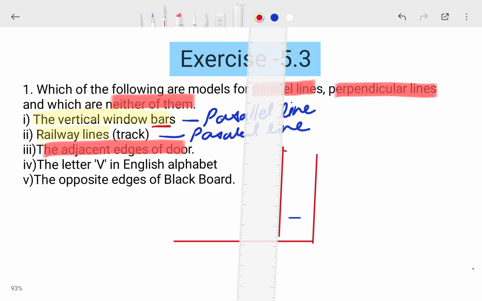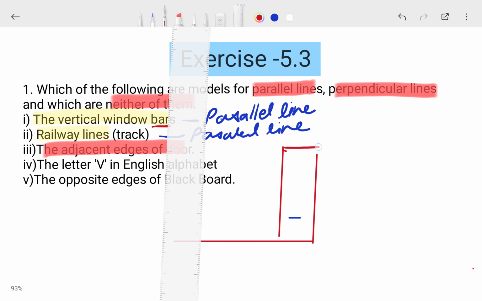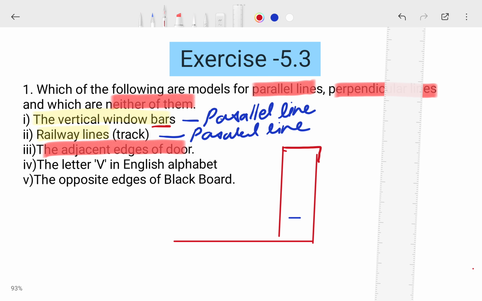So, just erase it. The door is like that. In the door this is a 90-degree angle and this is a 90-degree angle, and here also 90 degrees, in both directions. Okay? So it means that this is perpendicular.